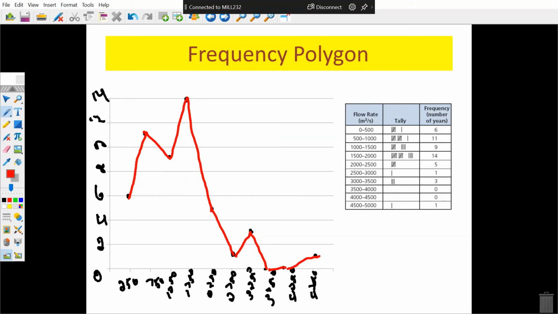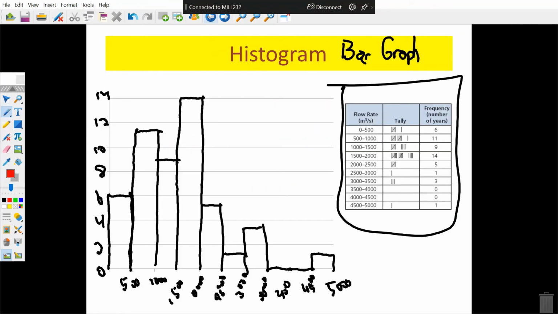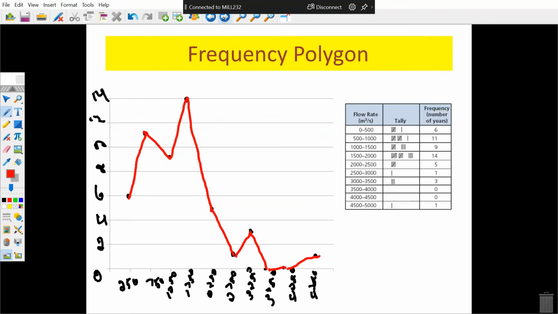Okay? And that's what our frequency polygon looks like. So you can be asked to make a histogram, which is the bar graph, okay? Or another way to interpret the same set of data is to make a frequency polygon, which is just where you're going to put the dots at the middle of the intervals and then connect the dots, okay?